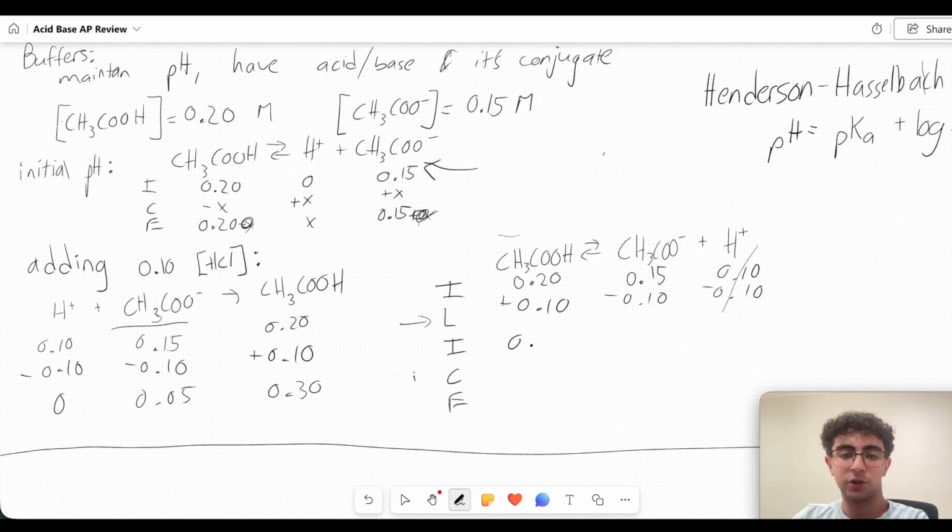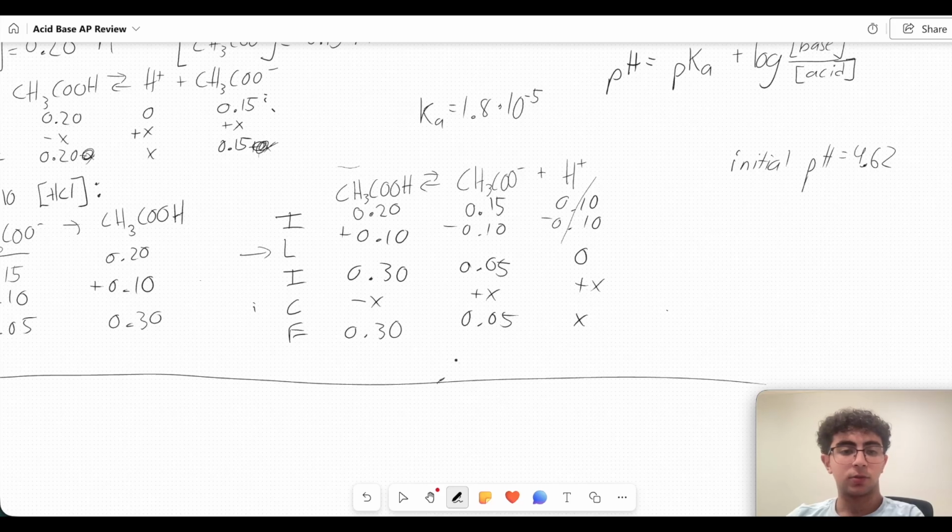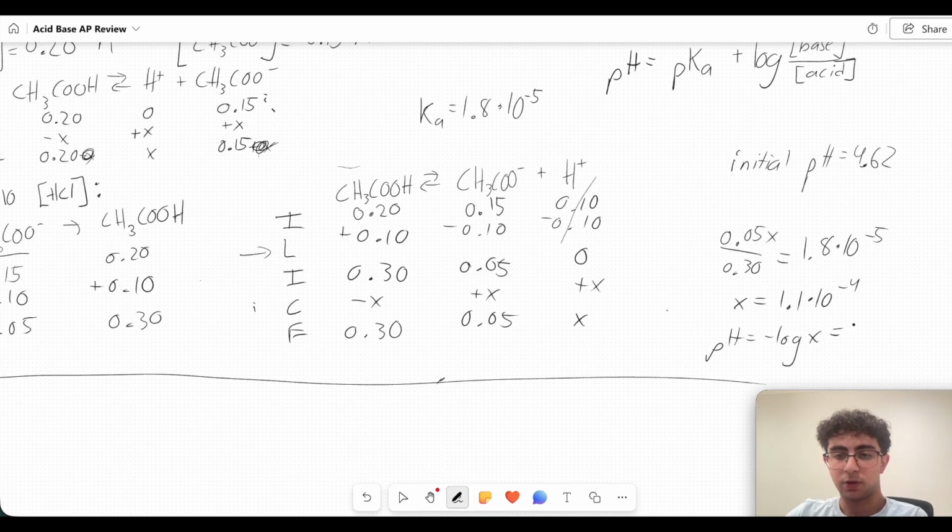So now we have our new initial values, and now we could do the same exact process to find our new pH. So this is going to be minus x, plus x, plus x. So it's going to end up looking like this, and then at equilibrium 0.05x over 0.30 equals Ka, which is 1.8 times 10 to the negative 5. And then I could solve for x in our calculator, and x is about, with sig figs, 1.1 times 10 to the negative 4. And then pH will be negative log x, and that's about 3.97.